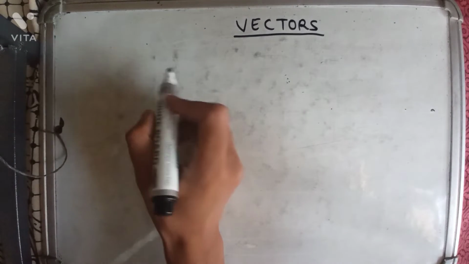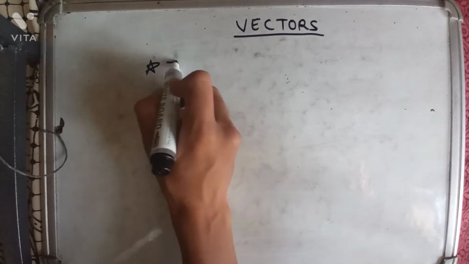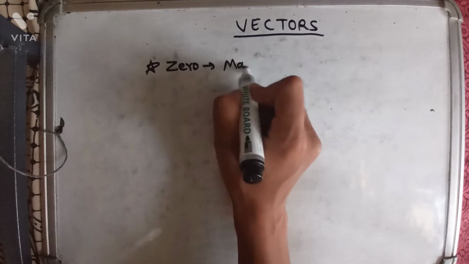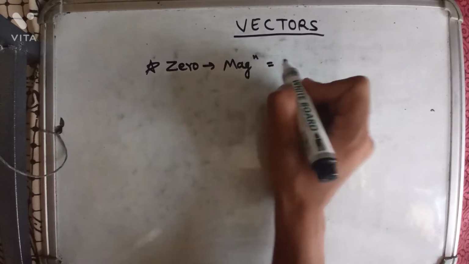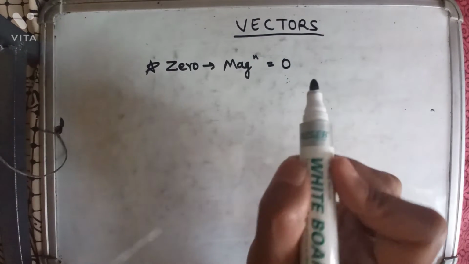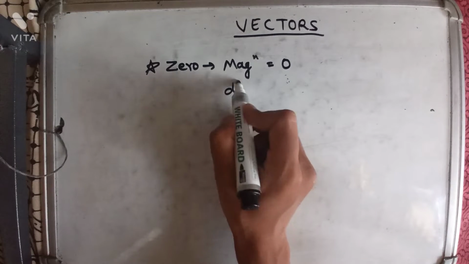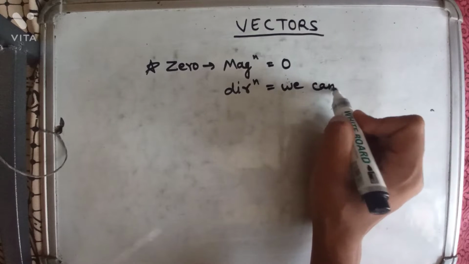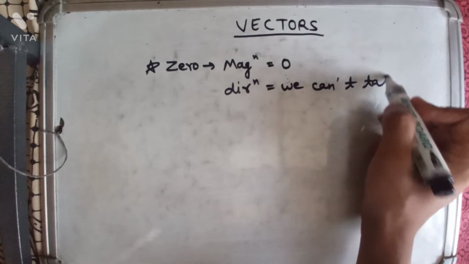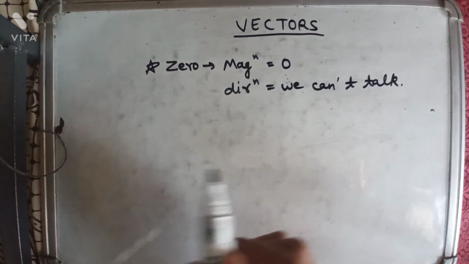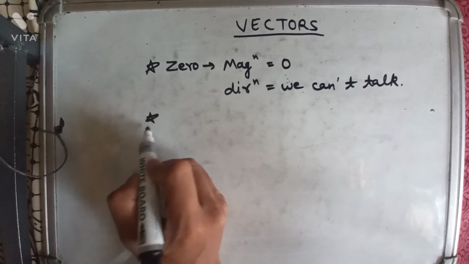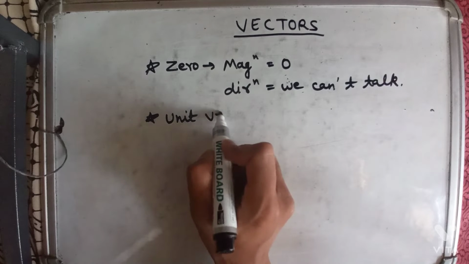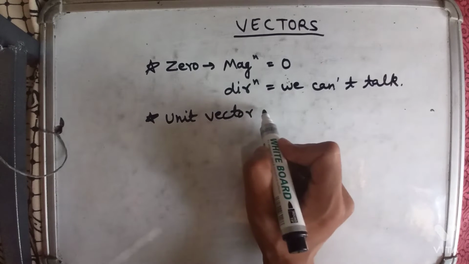So first of all, the zero vector. What is a zero vector? A zero vector is a vector whose magnitude is absolutely zero, and if the magnitude is zero, we cannot talk about the direction. We can't talk about it. So this is the zero vector for you, and then the next important vector is the unit vector.